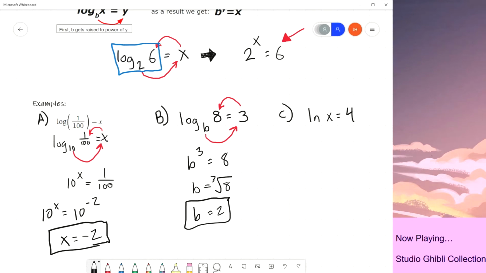Now, I promise you, not all the answers are going to be 2 here. And then let's see this last example. Here, the input of the log is unknown, and I have ln. I wanted to include this example to remind us what ln was.